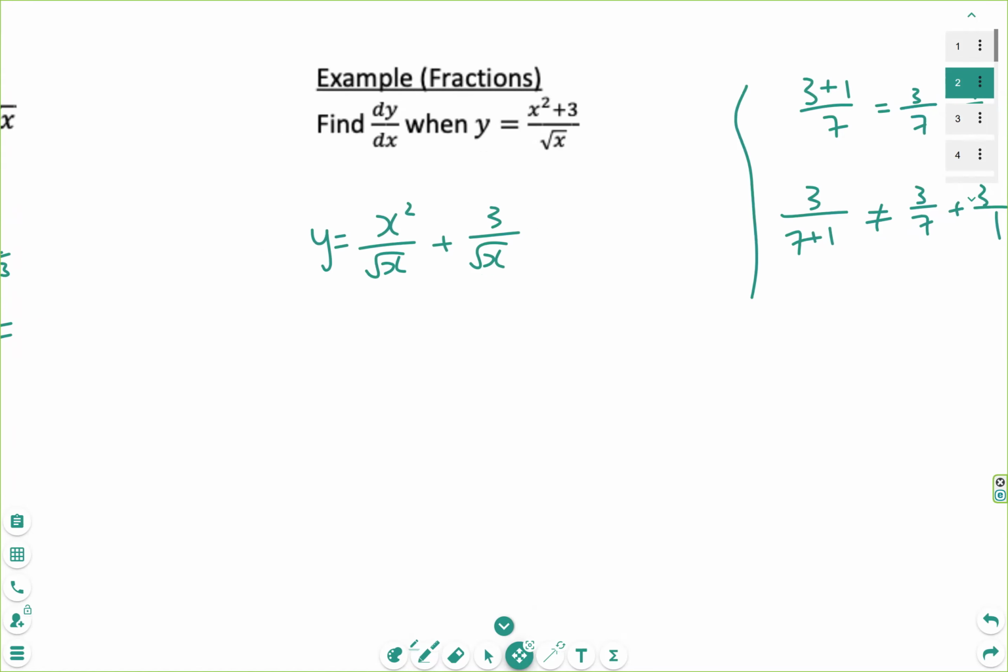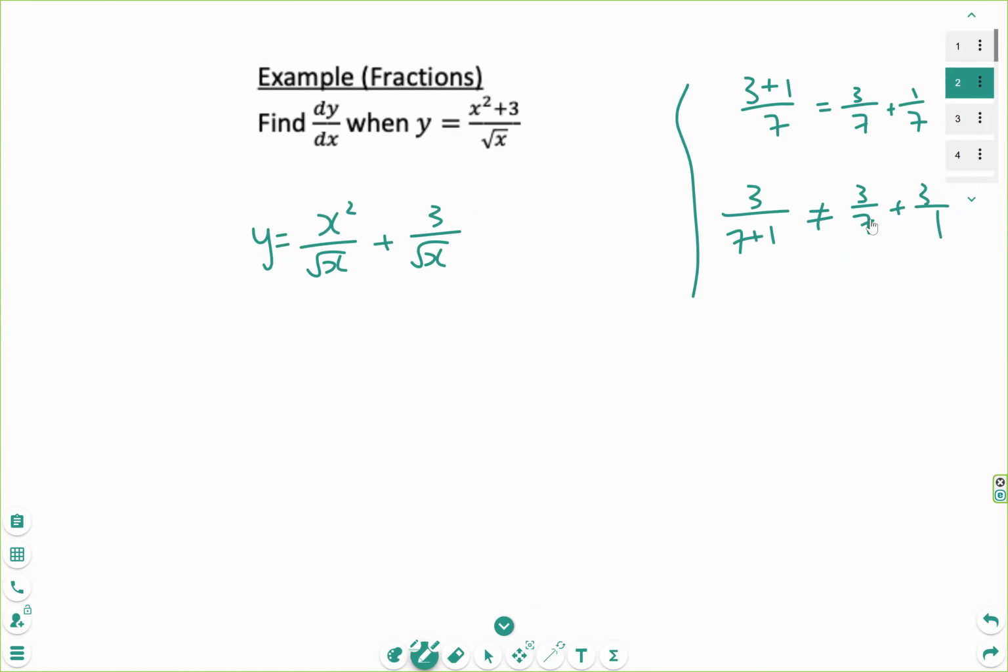So we can now simplify the algebra before differentiating. Take note of the left hand side, where I've not changed to dy by dx because I've not differentiated. I'm just rewriting it into a way where I can differentiate, just like removing the pickles in the burger before I can eat it nicely. So x to the power of 2 over x to the power of a half plus 3 over x to the power of a half.